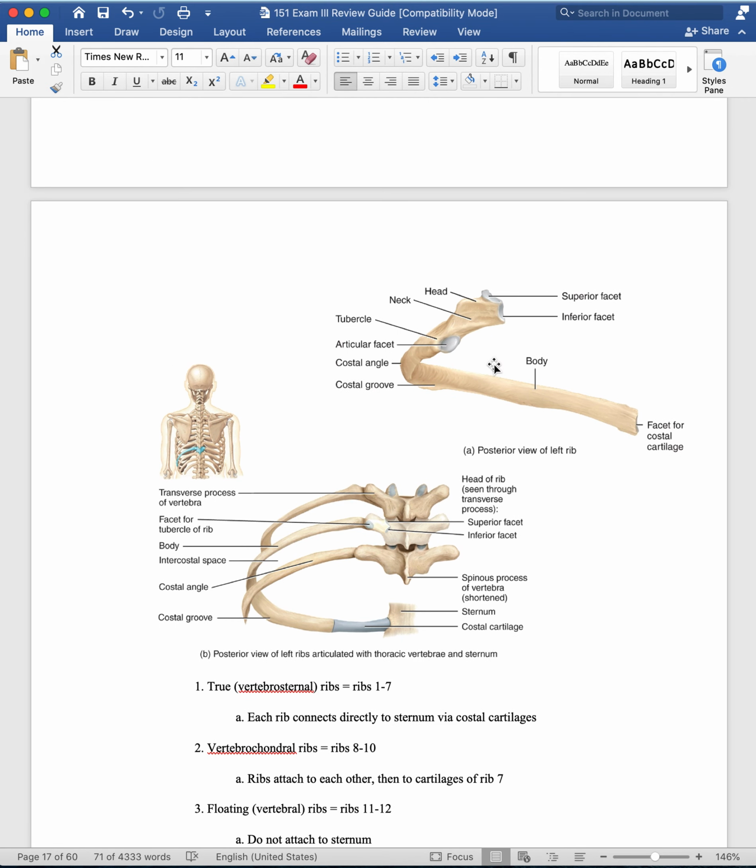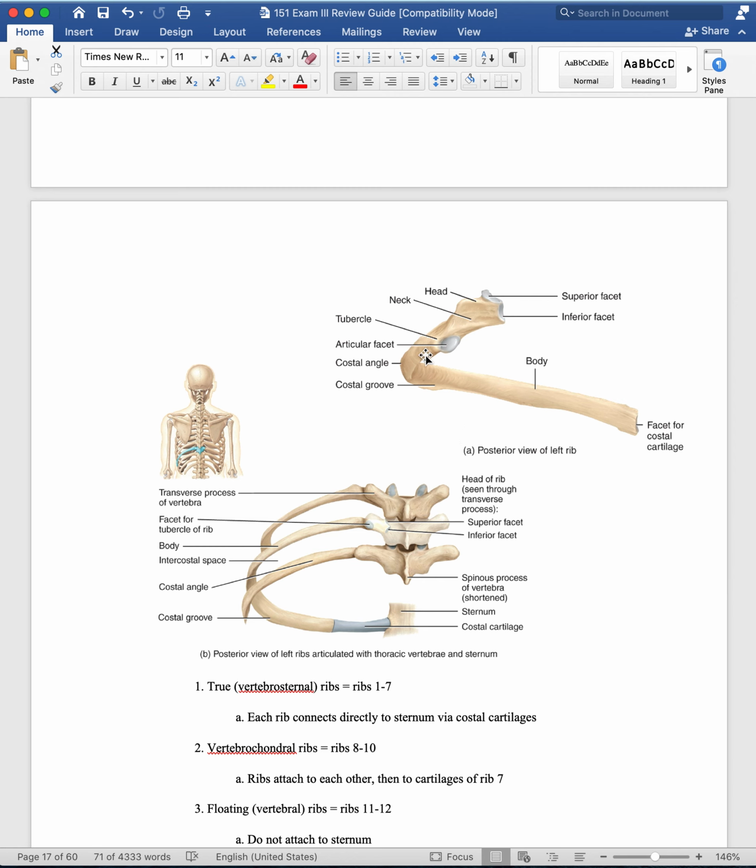All right, so a rib is going to have several different regions of the bone that are recognizable. First, we're going to have the head and the neck region. The neck region is going to be just above a tubercle region. The tubercle region is going to have an articulating facet that's going to interact with the spinal column. And then as we go around, we have the costal angle and the costal groove. And then this is the facet for the costal cartilage, which is where we're going to be connecting in the front, again, towards the sternum.